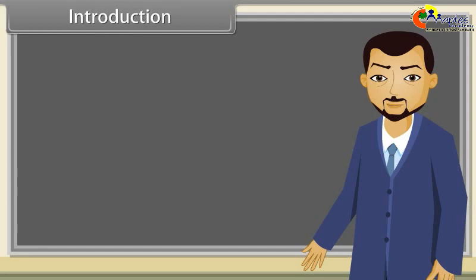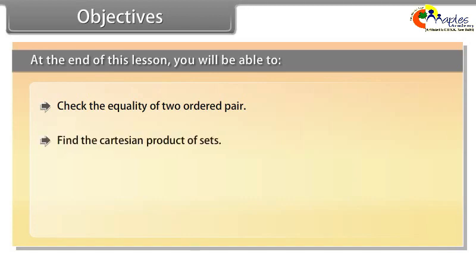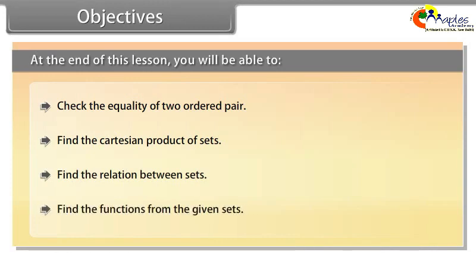In this lesson, you will learn the relations between two objects of two non-empty sets. Objectives: at the end of this lesson, you will be able to check the equality of two ordered pairs, find the Cartesian product of sets, find the relation between sets, and find the functions from the given sets.